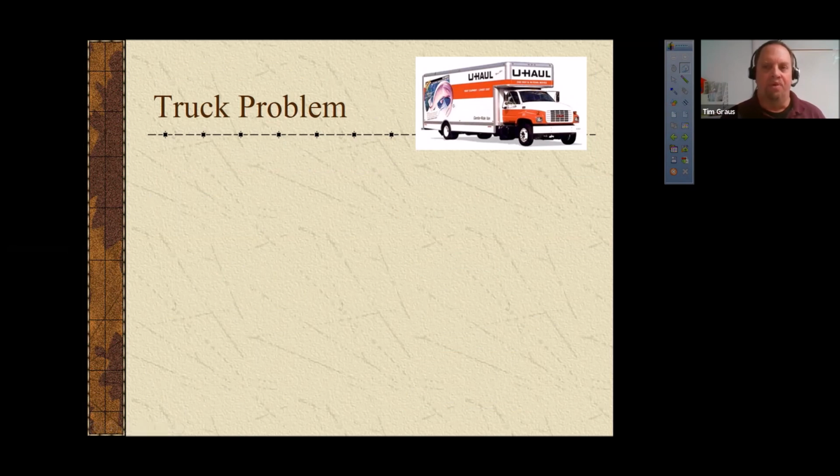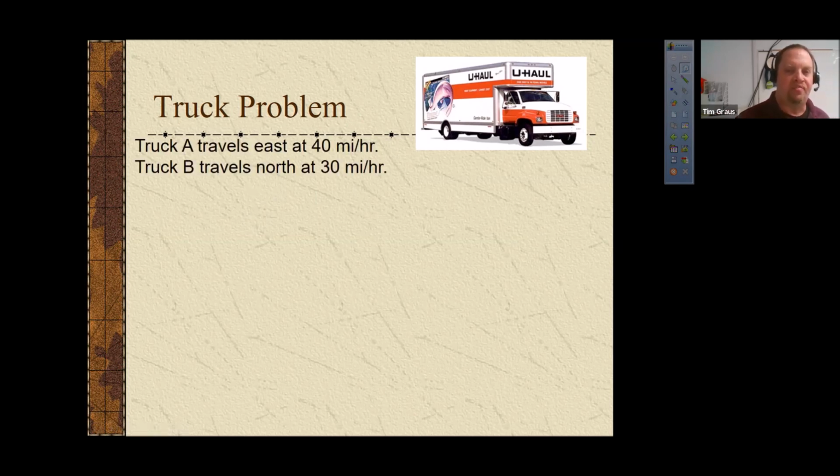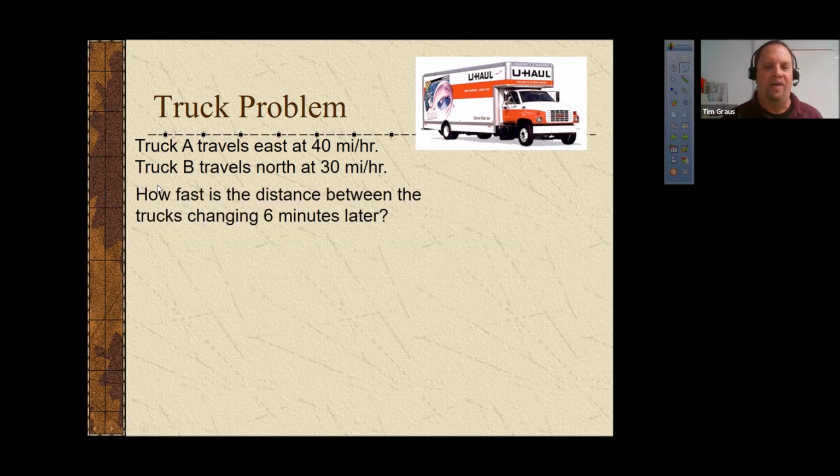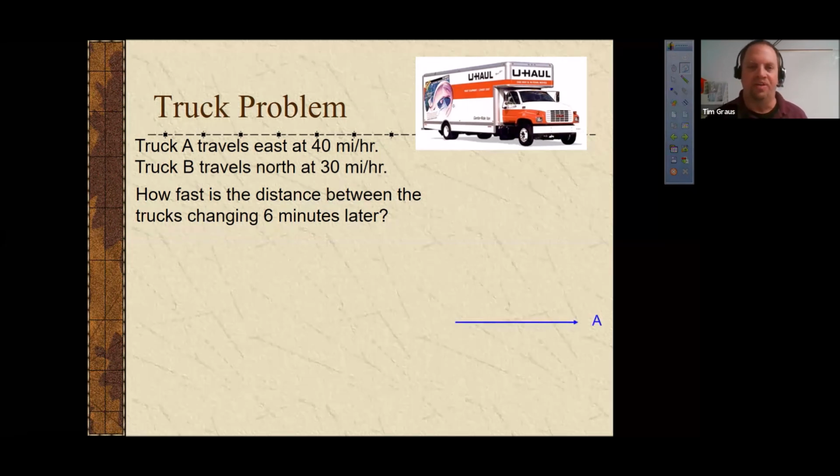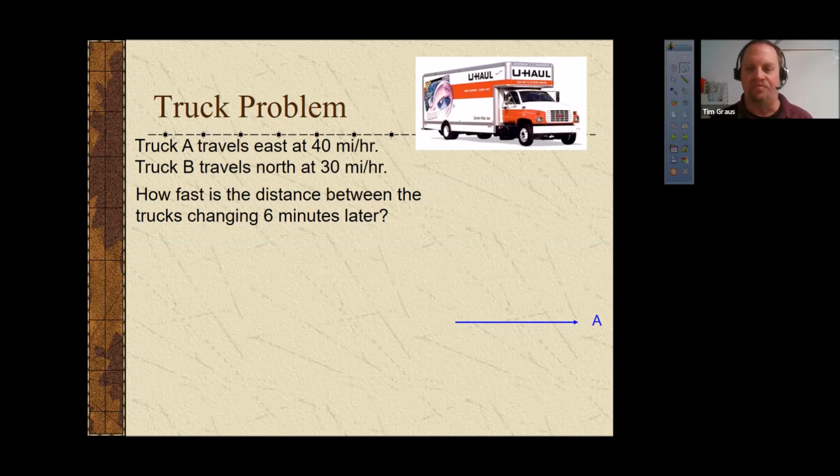As our last example, we're going to do what I call the truck problem. Suppose two trucks leave from the same point, one traveling east at 40 miles per hour, another traveling north at 30 miles per hour. How fast is the distance between the trucks changing 6 minutes after they leave? First thing I'm going to do is try to sketch a picture of this. I've got truck A traveling east, truck B traveling north, and each of them has its own rate of travel. Remember that distance is equal to rate times time.